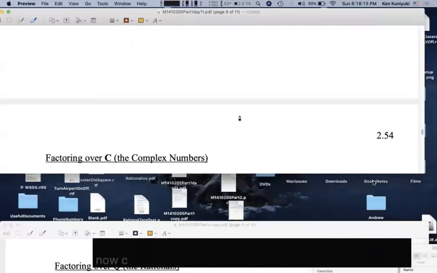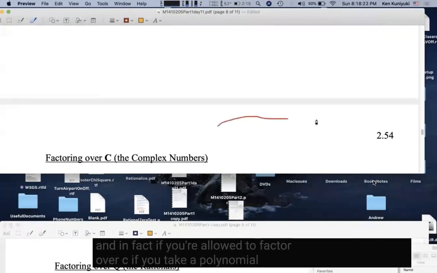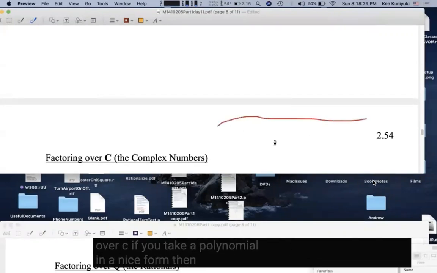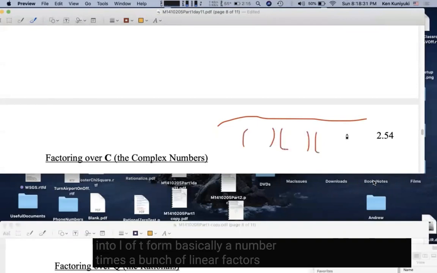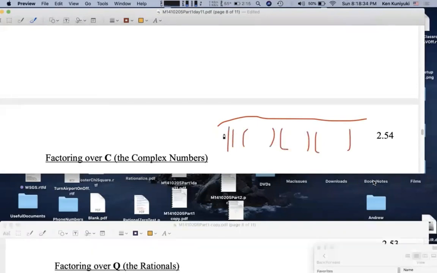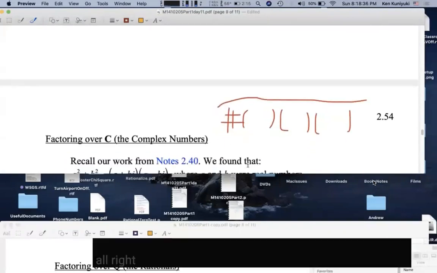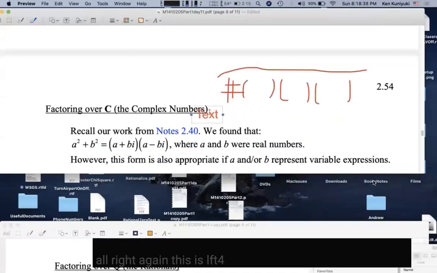Now, C, the most ambitious set, the set of complex numbers. And in fact, if you're allowed to factor over C, if you take a polynomial in a nice form, then you should be able to break it down into LFT form. Basically, a number times a bunch of linear factors. All right. Again, this is LFT form.